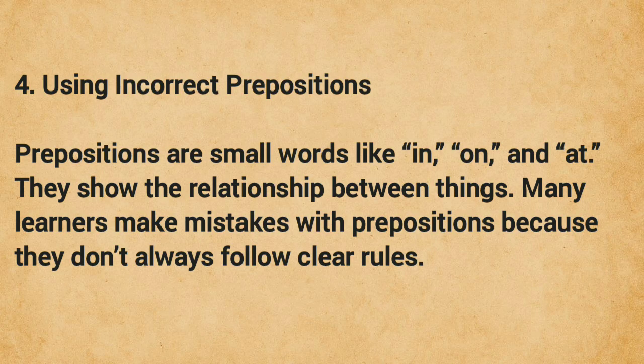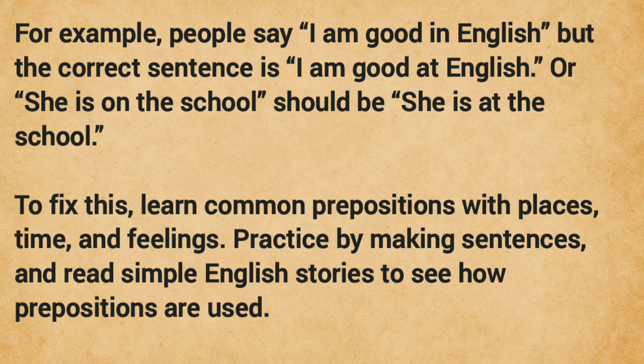4. Using incorrect prepositions. Prepositions are small words like in, on, and at. They show the relationship between things. Many learners make mistakes with prepositions because they don't always follow clear rules. For example, people say, "I am good in English," but the correct sentence is, "I am good at English." Or "she is on the school" should be "she is at the school."